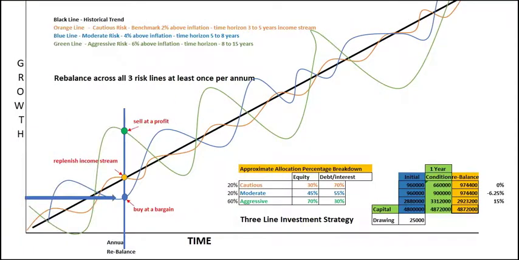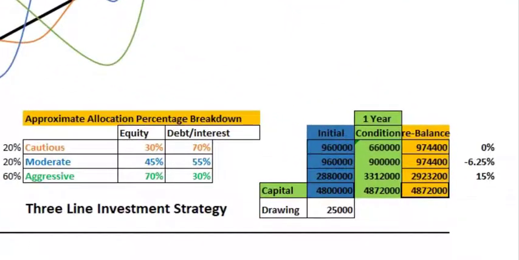So let's take a look at some numbers to get a better understanding. Let's say my client has 4.8 million in total, and we've agreed to invest in the three-line strategy: 20% cautious, 20% moderate, and 60% aggressive. Or in this case, 960,000 Rand cautious, 960,000 Rand moderate, and 2.88 million Rand in the aggressive funds.